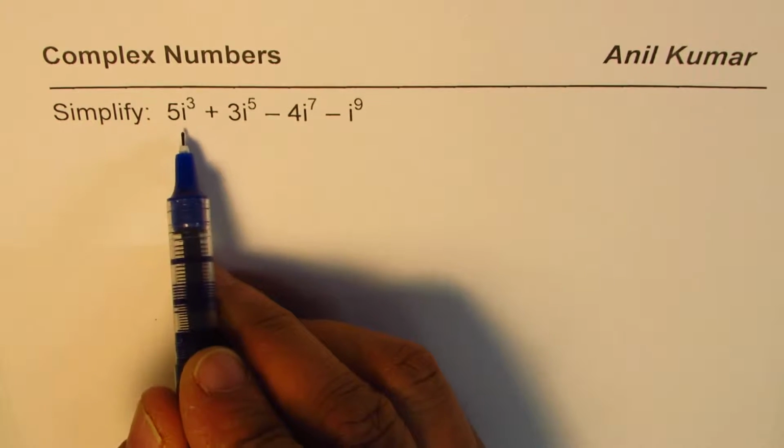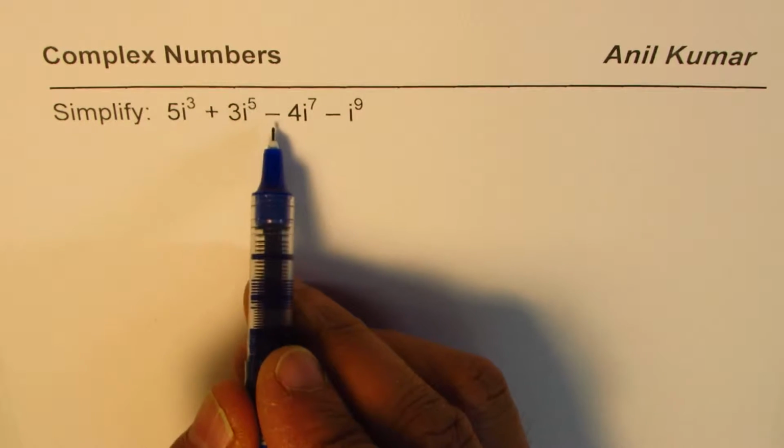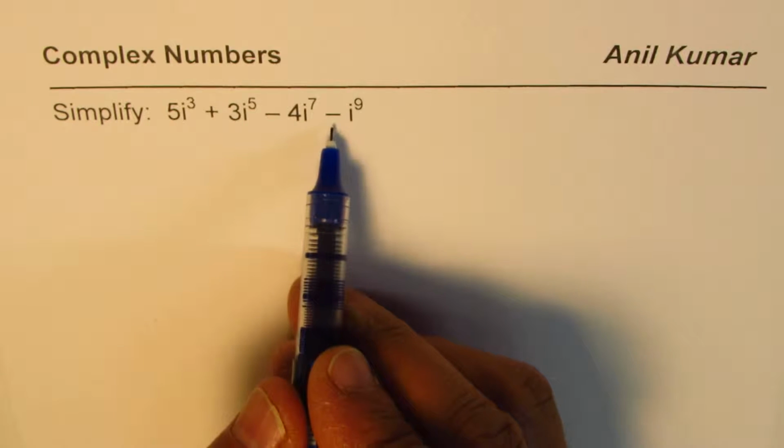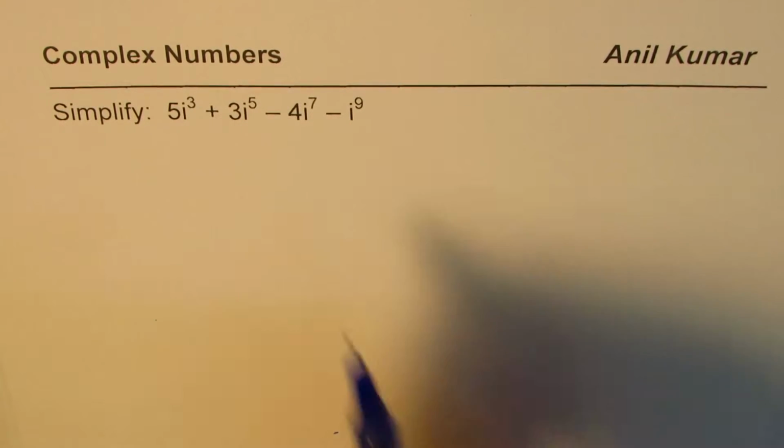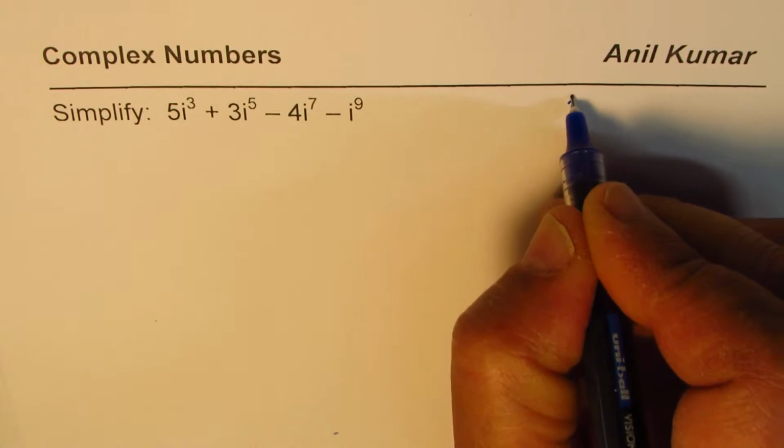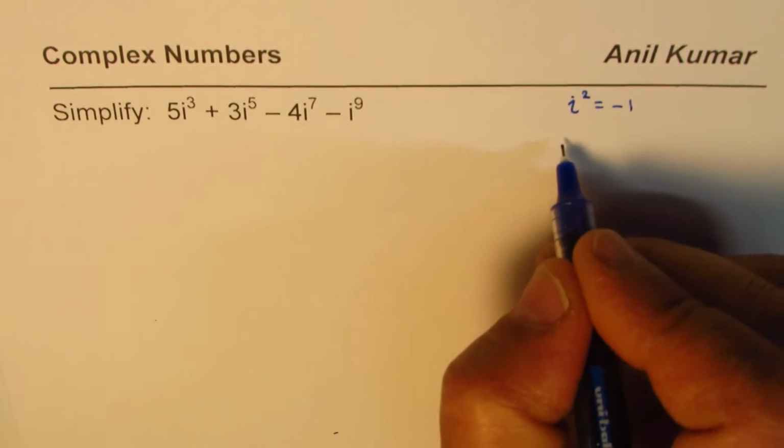We'll begin with an expression which has only imaginary part. Simplify 5i cubed plus 3i to the power of 5 minus 4i to the power of 7 minus i to the power of 9.